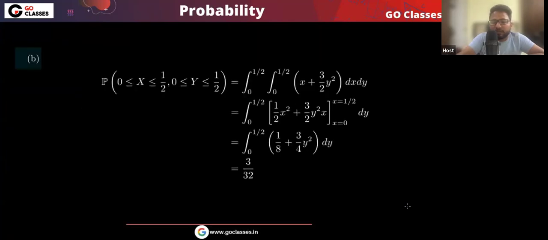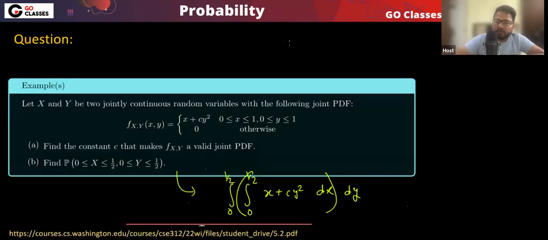So I think you can just double integrate it, from 0 to 1 by 2, 0 to 1 by 2. And then if you do it, 3 by 32 is the answer. So this is an easy question only. You can just try this as homework. The answer is definitely on the next page.